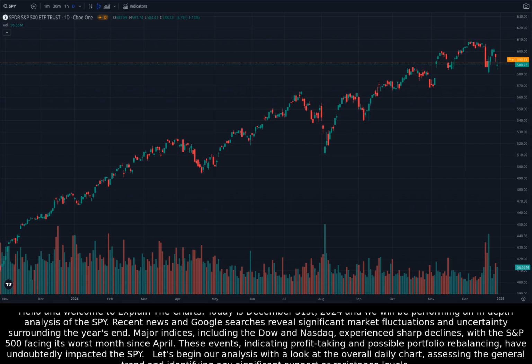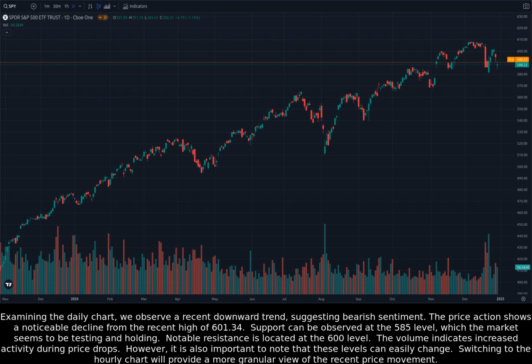Let's begin our analysis with a look at the overall daily chart, assessing the general trend and identifying any significant support or resistance levels. Examining the daily chart, we observe a recent downward trend, suggesting bearish sentiment. The price action shows a noticeable decline from the recent high of 601.34. Support can be observed at the 585 level, which the market seems to be testing and holding.